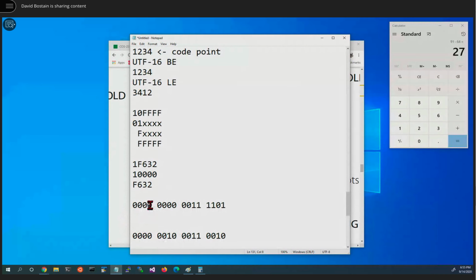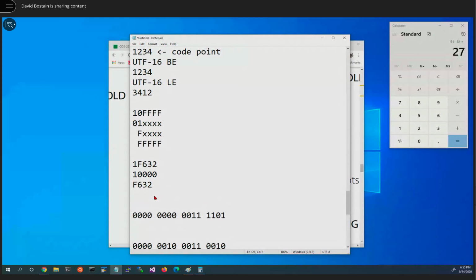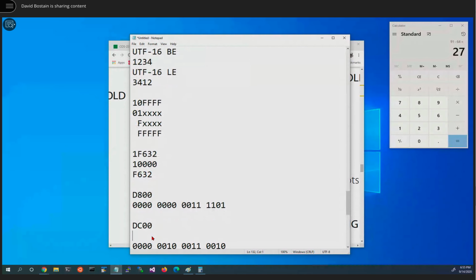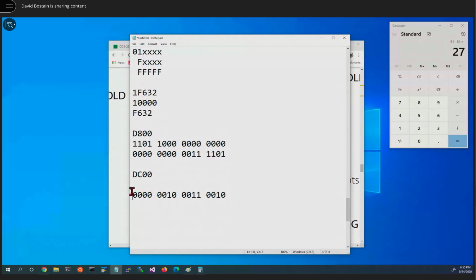Now our number is ready and has been conditioned in order to become a surrogate pair. Remember, for the surrogate pair, the top number has to be added to D800. The bottom number has to be added to DC00. Okay, so let's write D800. Let's write it, DC00.